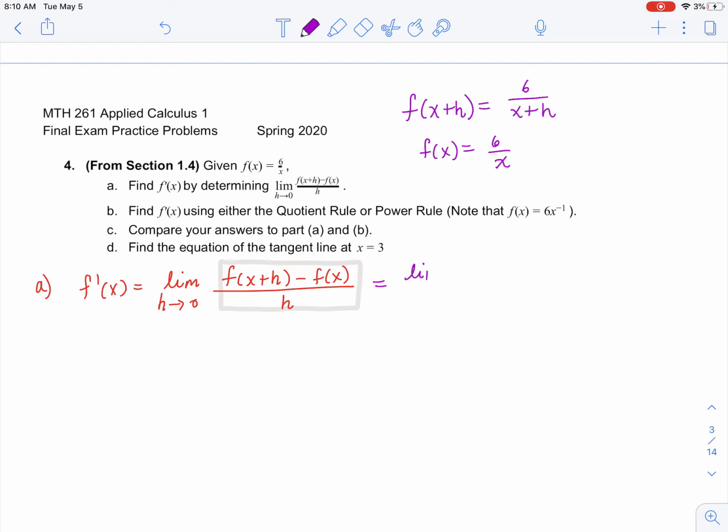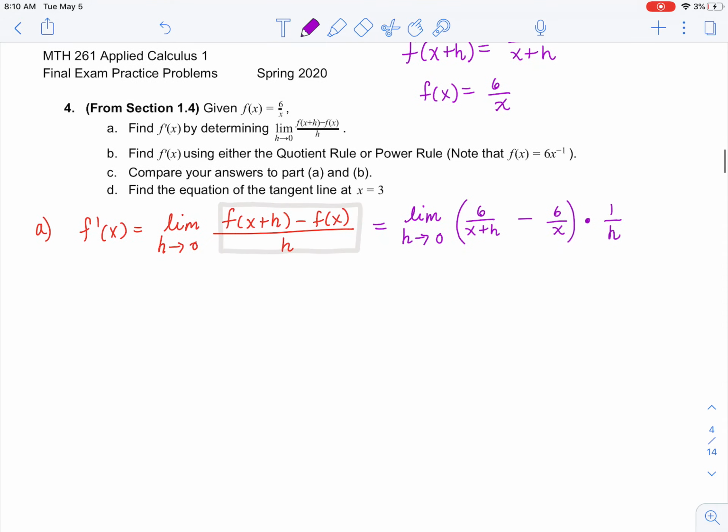So this equals the limit as h approaches 0 of 6 over x plus h minus 6 over x, and then I'll divide these by h. But because this is going to look nasty with a fraction over a fraction, how about I simplify this and just multiply by 1 over h? That's the same thing as dividing by h, right? So I'll do that so that I don't have a fraction over a fraction. Keep on writing the limit notation, because you didn't evaluate any limit yet until we simplify it.